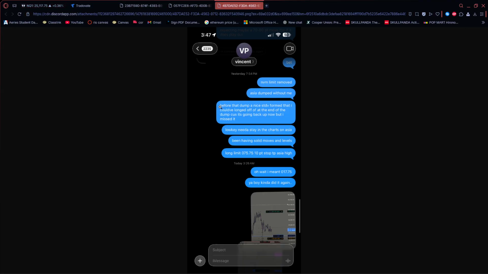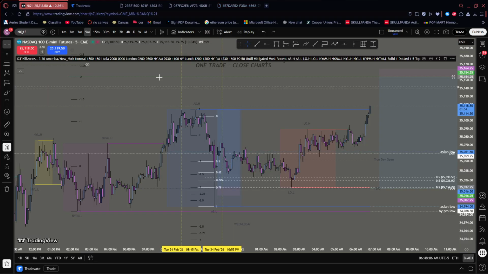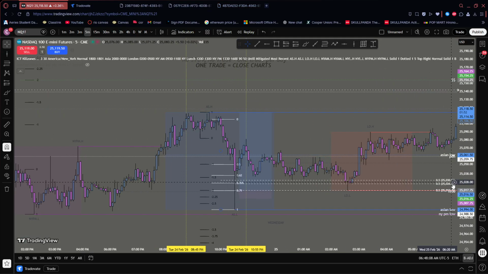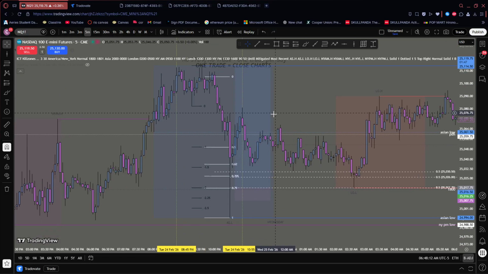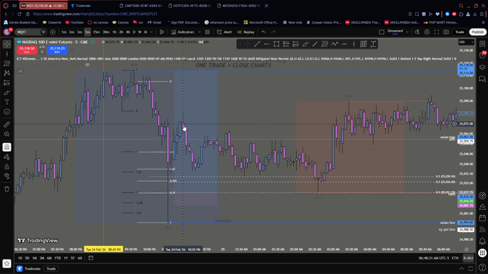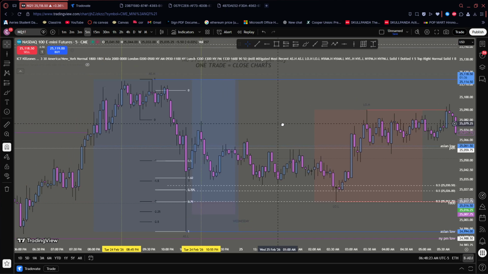But then before the dump, a nice deviation formed that I could have logged off of at the end, which was this right here. We accumulated and then we dumped. And we rejected off the -2 and -2.5 range right here and had this really, really nice rejection block. And market was right here by the next time I checked my phone.